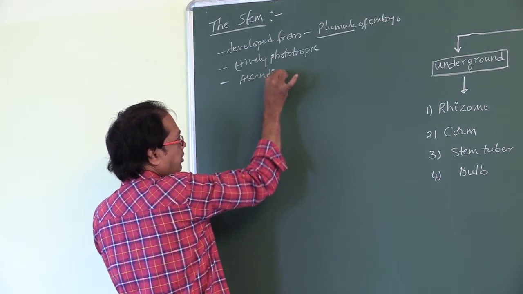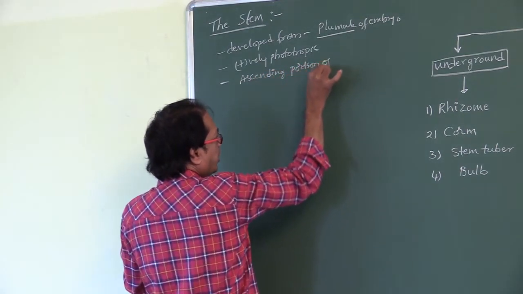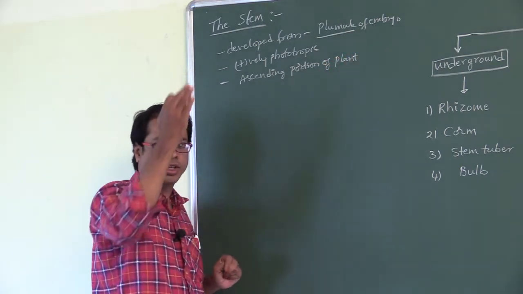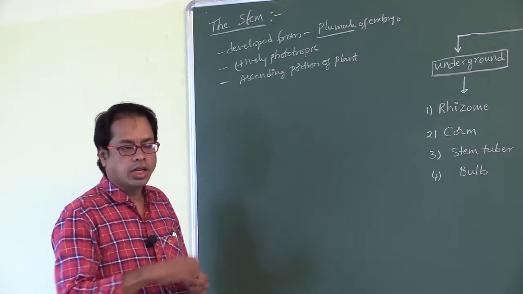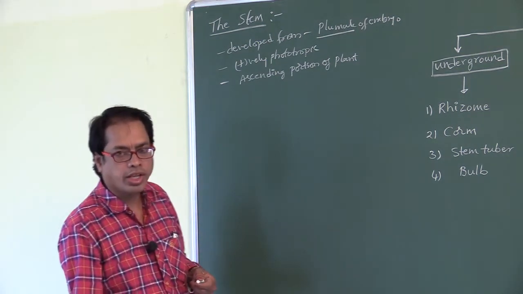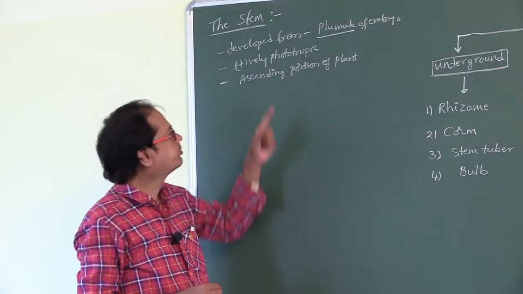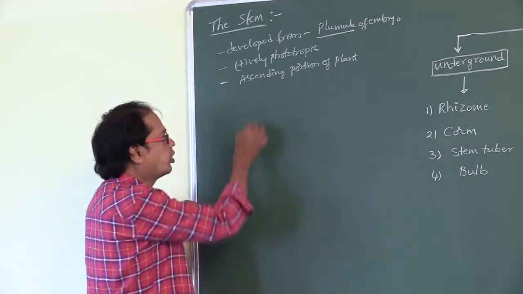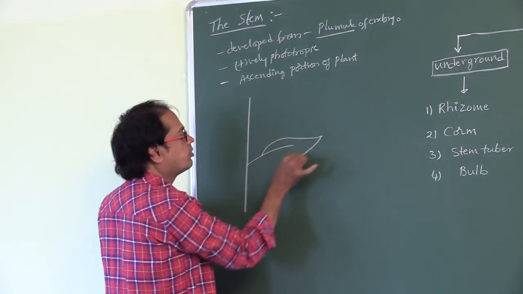as the ascending portion of the plant. Ascending means like this. The descending portion of the plant body is nothing but root. The ascending portion of the plant body is stem. On the stem, let us suppose this is the stem. These are the leaves.